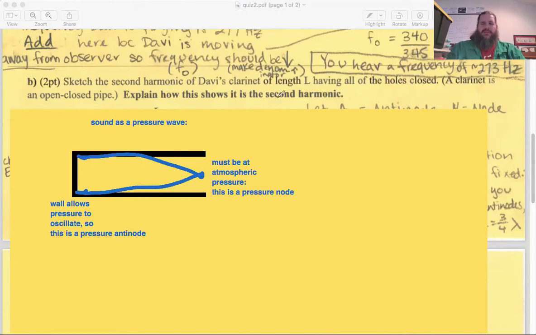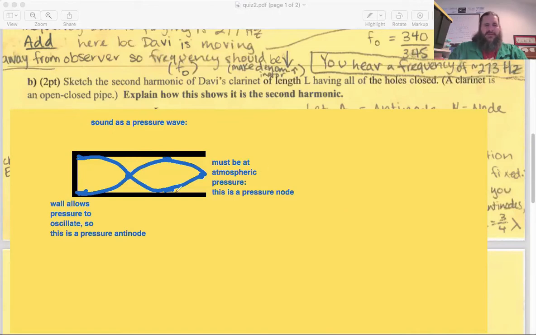We want the second harmonic, so what should we do differently here? What else would be? I think you would have another node in between. Yeah, and nodes and antinodes come in pairs. So we're gonna have to put in another node and another antinode. Evenly spaced, so a node a third of the way along and another antinode another third of the way along. Something like that. So we'd be going from antinode to node to antinode to node. So that is what the second harmonic is going to look like.